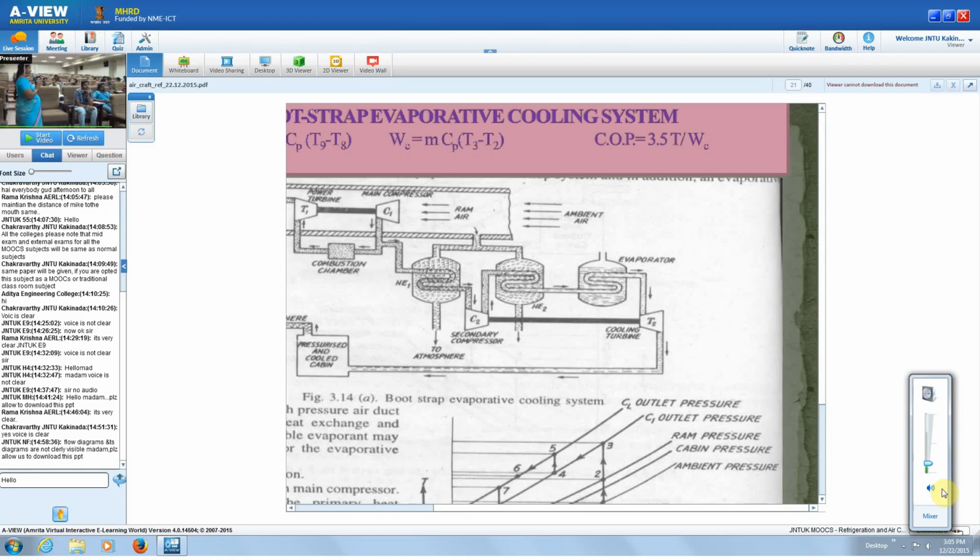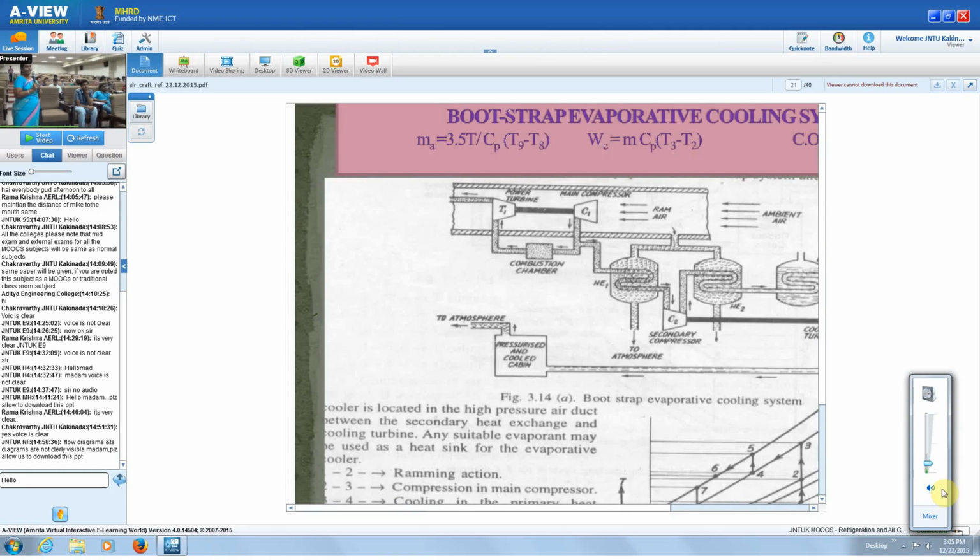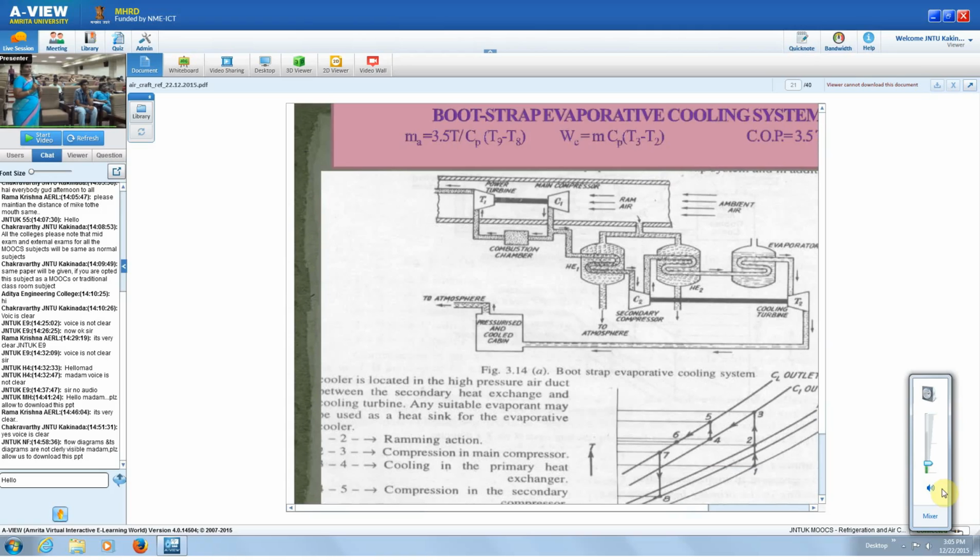Whereas in the previous one, there is no evaporator. So with this system, we are able to get the exhaust temperature from the turbine still lower than the bootstrap cooling system. So you can see the processes. 1 to 2 is ramming, then 2 to 3 is compression in the main compressor.